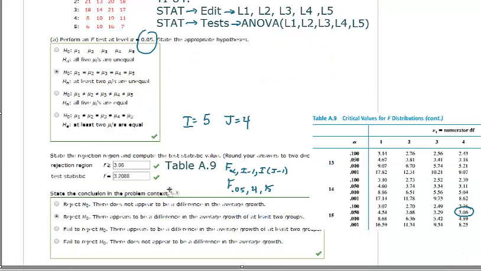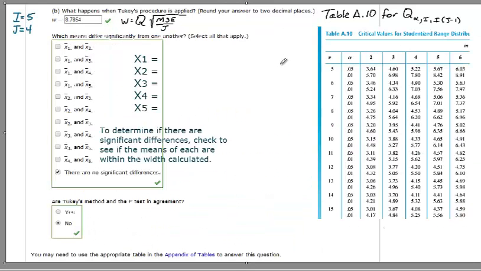It might be worth noting the p-value that you get from your calculator on your ANOVA analysis, which is my favorite way to do this analysis. The p-value is 0.0432, and this p-value is less than my alpha, which is 0.05, so I would also reject according to the p-value technique as well. For the next part of this problem, we're supposed to use the two-piece procedure.